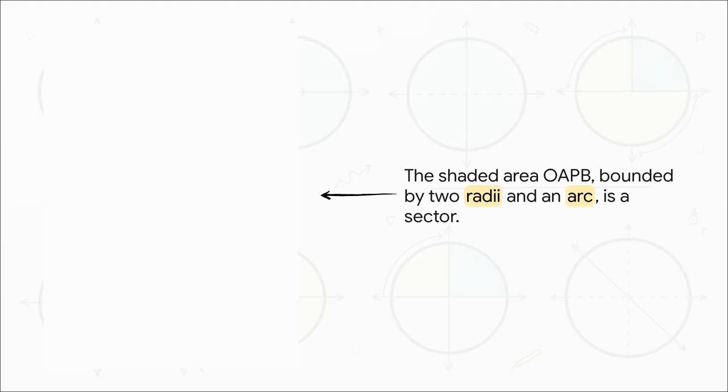And this picture shows it perfectly. See those two straight sides? Those are the radii, stretching out from the center, which is O, right to the edge. And they're connected by that curved part, which we call an arc. That whole shaded bit, that's your sector.